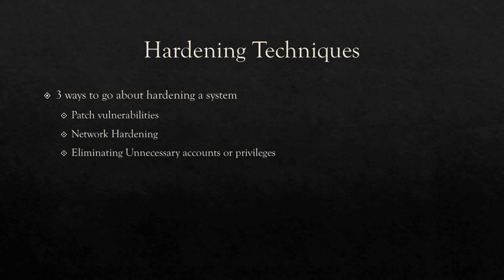So the last thing we're going to go over is hardening techniques. There are three ways to harden your system. The first is patching vulnerabilities, and with these, you want to make sure that you do it immediately. There are a lot of different programs nowadays that have regular security updates, and it's important to monitor these updates and make sure that they are kept up to date to reduce the possibility of them being exploited in the future.